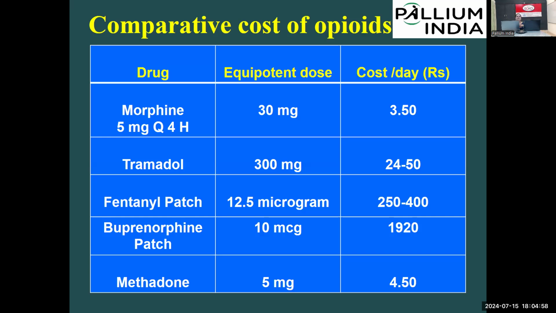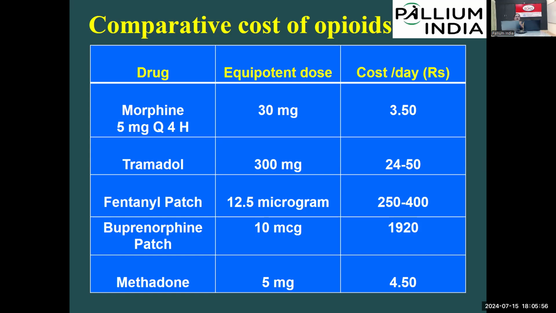Now, just to give you a comparative cost of opioids. There were many suggestions in between that we can convert to fentanyl patch. Just to understand, whenever you prescribe an opioid, be aware of the price. 5 milligram of oral morphine every 4 hourly, that is 30 milligram in a day, costs around 3 rupees 50 paise. The equipotent dose of tramadol, which is 300 milligram, costs around 24 to 50 rupees per day. And the equipotent dose of fentanyl patch, around 12.5 microgram, is 250 to 400 rupees per patch.